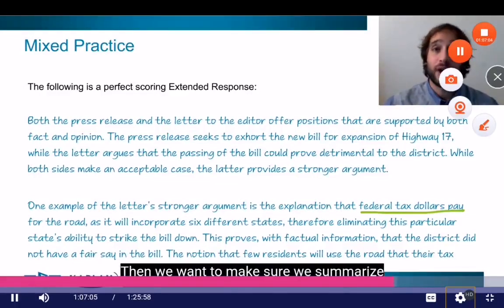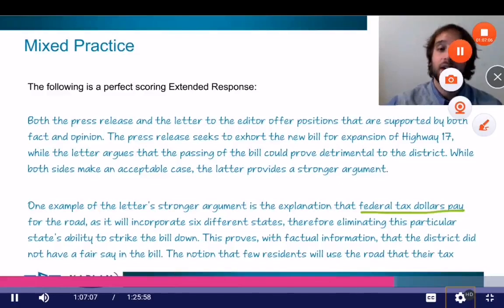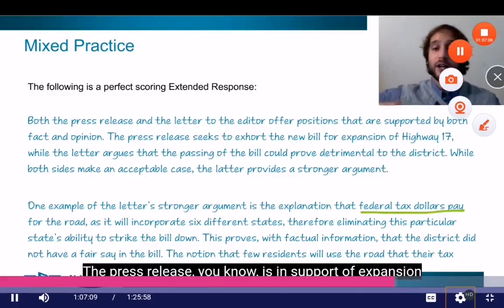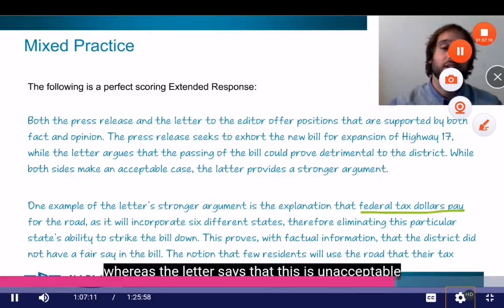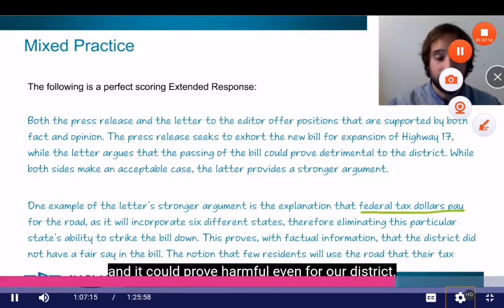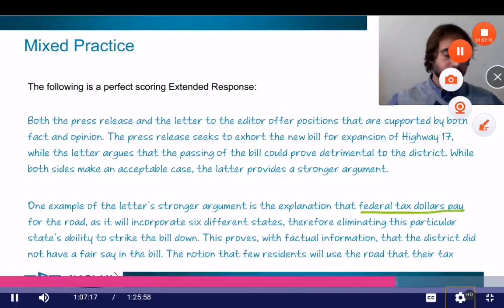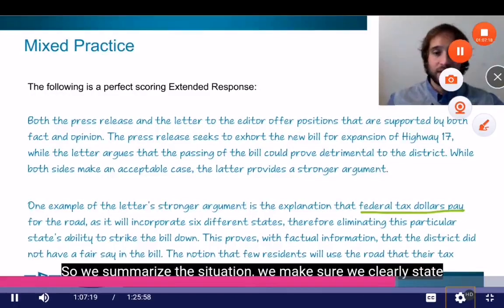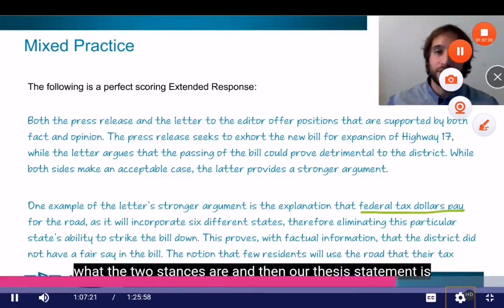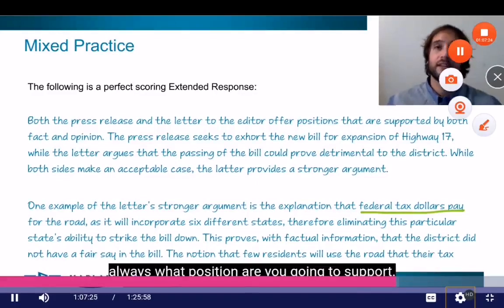Then we want to make sure we summarize their individual positions. The press release is in support of expansion, whereas the letter says that this is unacceptable and it could prove harmful even for our district. So we summarize the situation, we make sure we clearly state what the 2 stances are, and then our thesis statement is always, what position are you going to support?